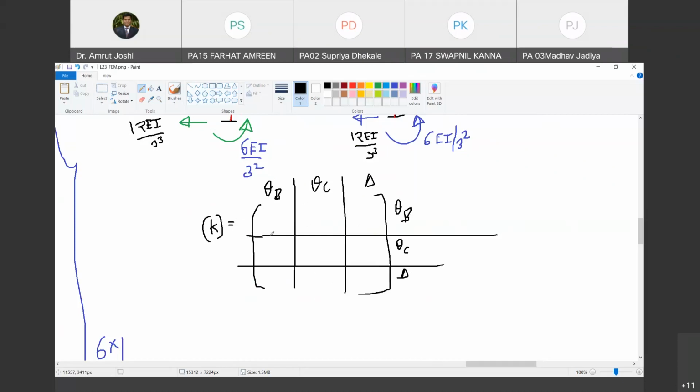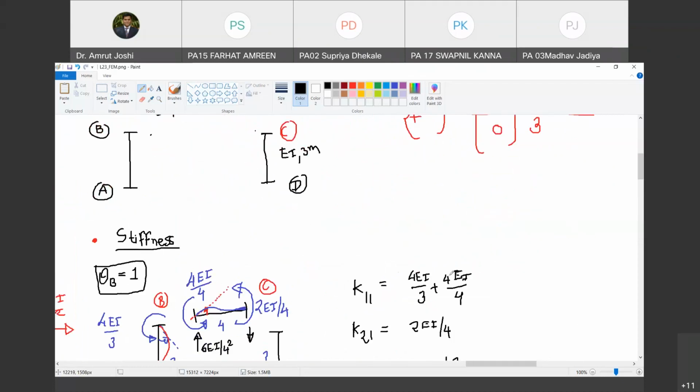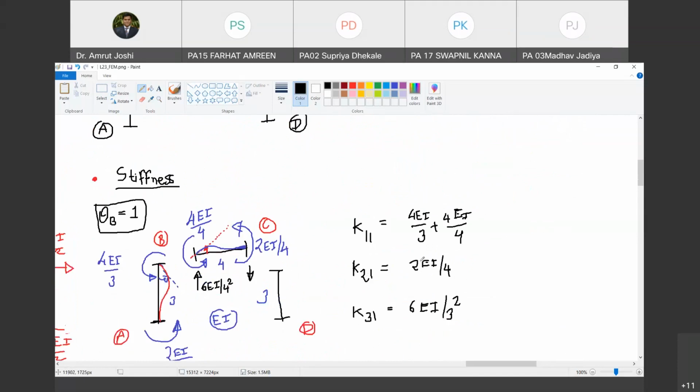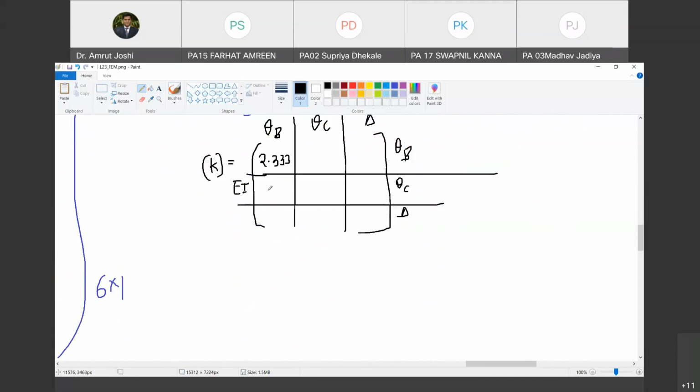Tell me how the stiffness matrix looks. What is K11? 4/3 plus 4/4. So it is 2.333. Do you agree with me? Yes, sir. So it is 2.333. EI sits outside because EI is common to each of the elements. Now what is K21? 2/4, which is 0.5. Yes.